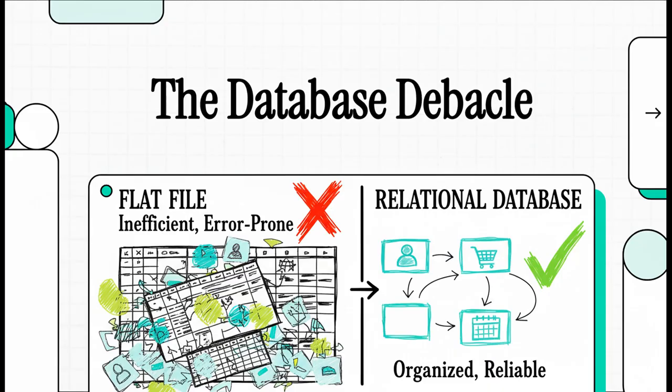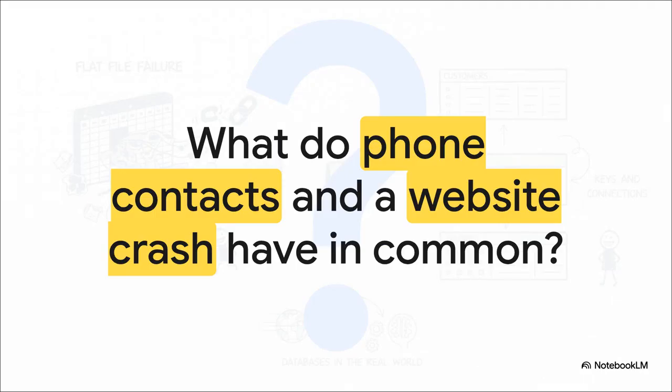So, let's dive in. Okay, so let me start with a little riddle for you. What could possibly connect the contact list on your phone to a huge online store crashing on Black Friday, the busiest shopping day of the year? I know, it sounds totally random, right? But believe it or not, the answer is exactly the same for both. It all comes down to how their information is stored.